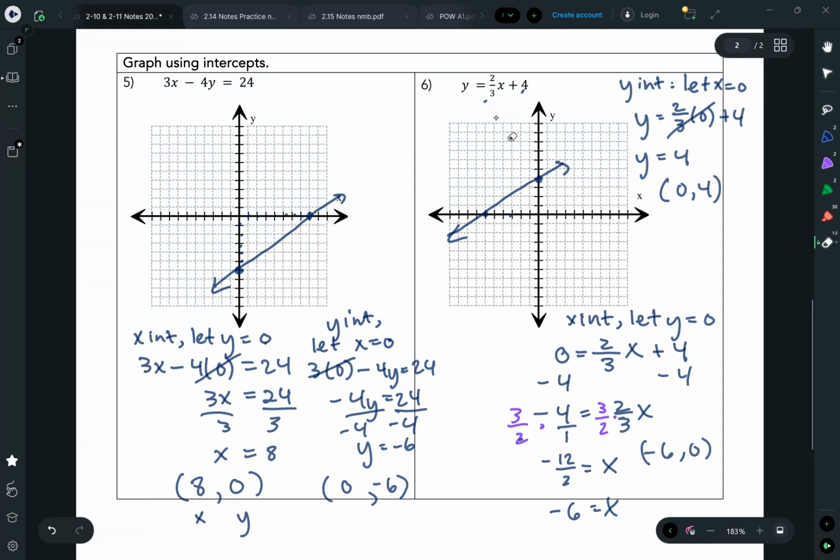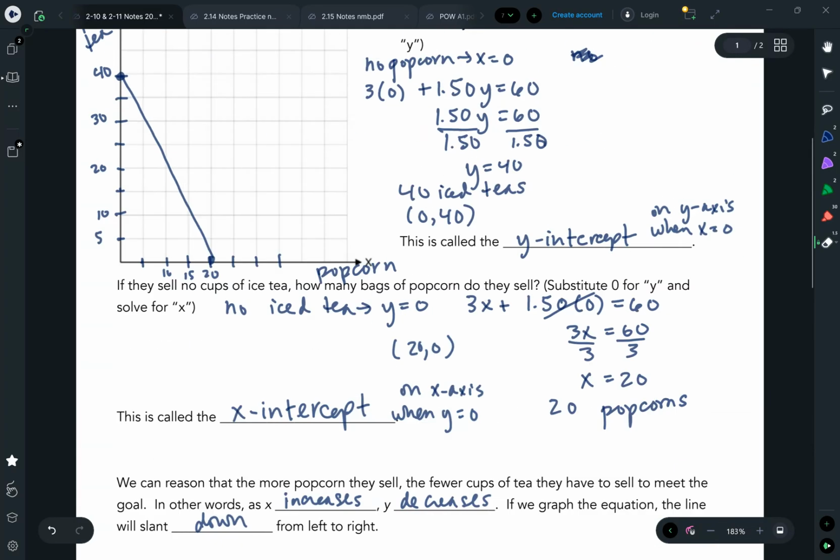I actually really like it for the first one when it's already in standard form. The second one, I do think graphing with slope and y-intercept is going to be better.